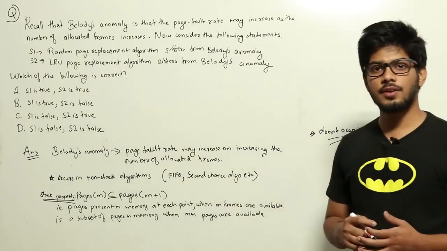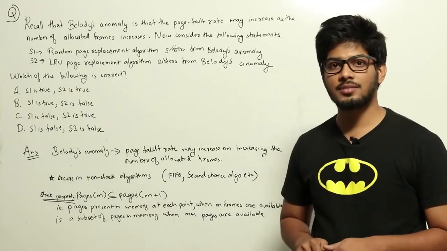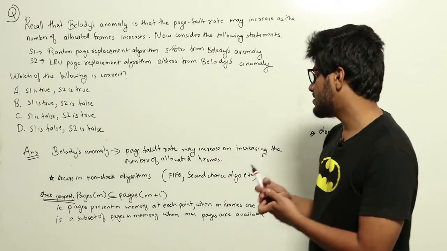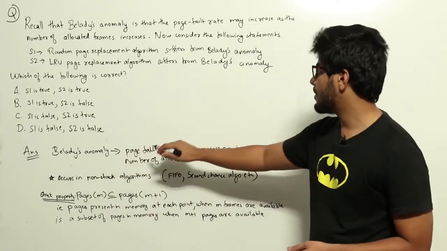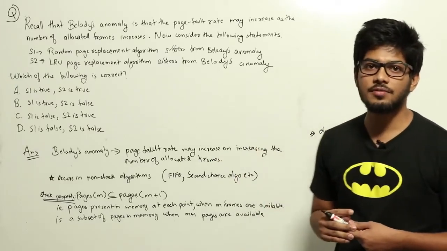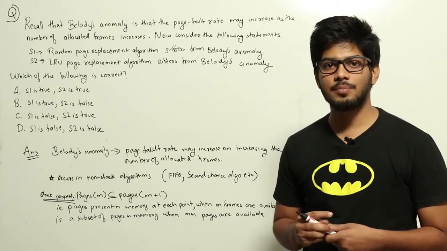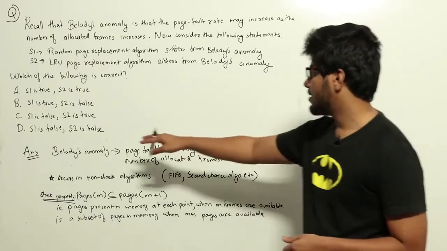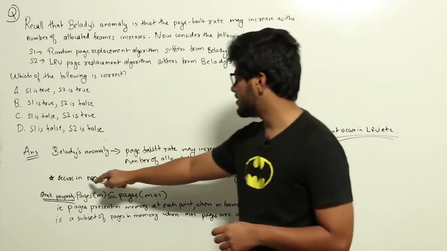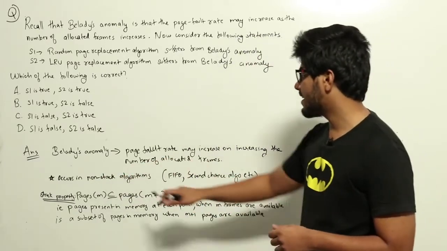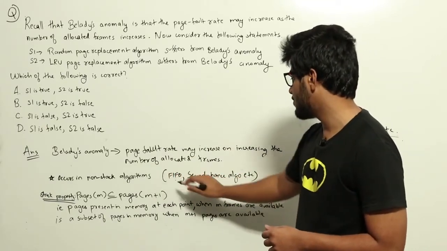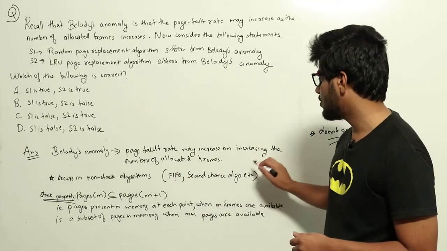So this is a question from operating systems, from the page replacement algorithm sections. They're asking us about Belady's anomaly. Now Belady's anomaly states that the page fault rate may increase on increasing the number of allocated frames. So please refer to the video lectures for the page replacement algorithm section and learn about Belady's anomaly if you don't know about it. This anomaly occurs in non-stack algorithms. Non-stack algorithms are those which do not follow the stack property. Those algorithms are FIFO, second chance algorithm, etc.